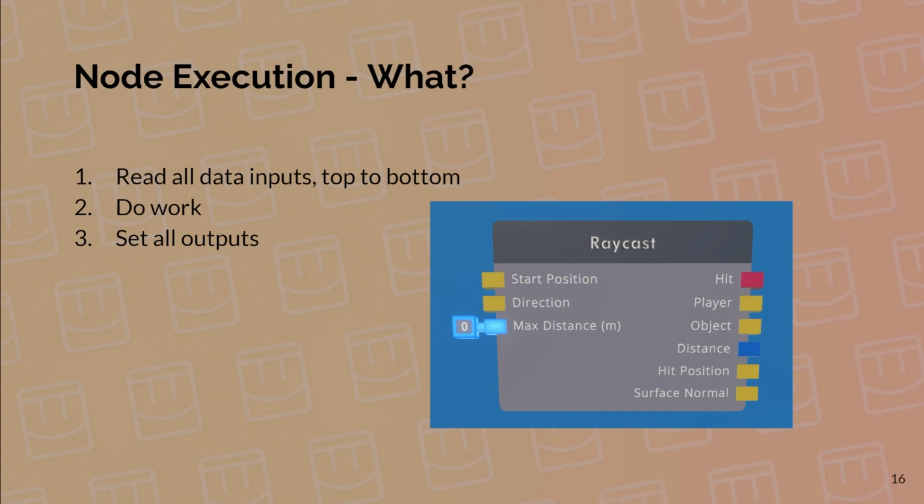And then it will set the values of all of its outputs: a Boolean of whether or not it hit something, the player or object that it hit, the distance that it traveled before it struck it, and then the hit position and the normal vector of the surface that it hit. 3 steps in this order. That's what it means for a chip to execute.